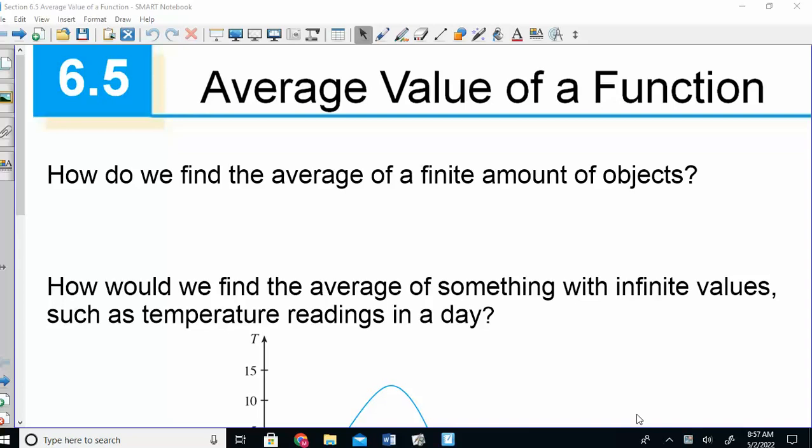What would you do? Add them up and divide by 6. Okay, so if we taken 10 tests, you would add them up and divide by 10.